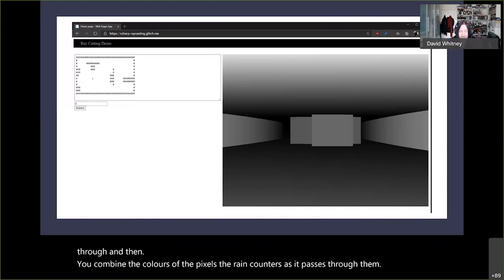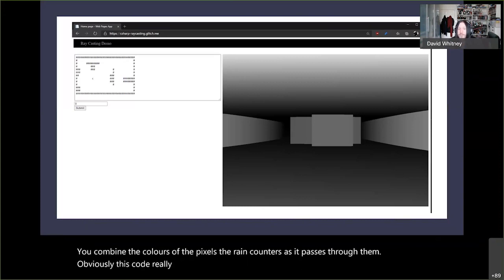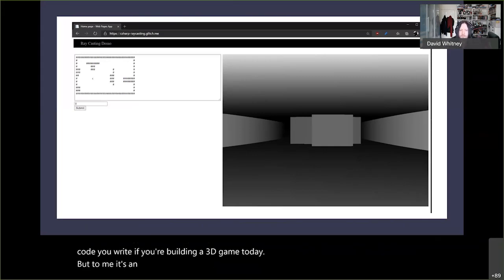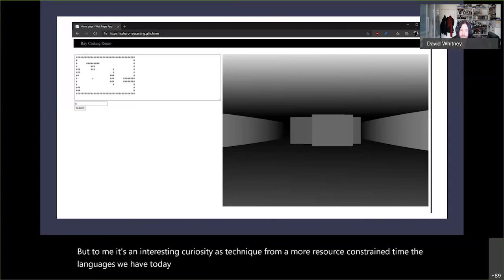Obviously, this code really isn't performance optimized, and realistically, it's not the kind of code you'd write if you were building a 3D game today. But to me, it's an interesting curiosity. It's a technique from a more resource-constrained time. The languages we have today are certainly capable of doing what was significantly harder then, in a lot less code.